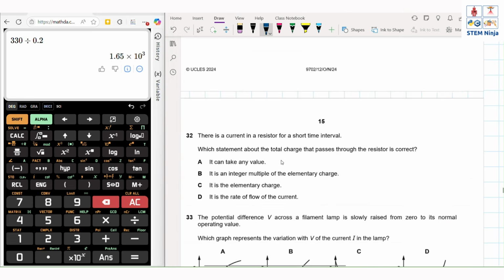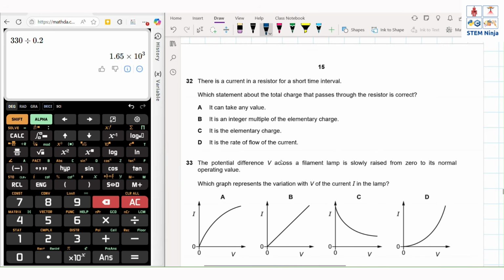All right, moving further. There is a current in the resistor for a short time interval. Which statement about the total charge that passes through the resistor is correct? It can take any value. It's an integer multiple of the elementary charge. This is correct. So any charge over here has to be an integer multiple of the elementary charge. Is it the elementary charge? No, not necessarily. Is it the rate of flow of current? No, that is the current. It can take any value? No, that is not correct. So 32B is correct.